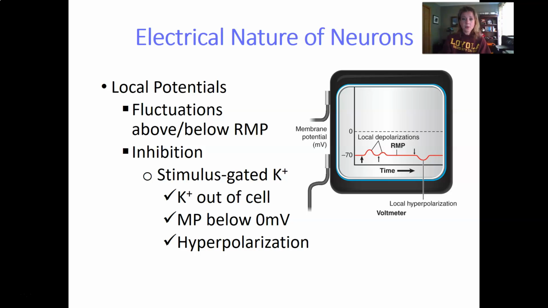All right, so remember that local potentials are simply fluctuations above and below resting membrane potential, and we just talked about depolarization, but not all local potentials cause depolarization. Some of them are inhibitory, which means that they're going to stop the propagation of action potentials from happening throughout the entire cell. If a stimulus is inhibitory, it's not going to stimulate sodium channels to open. No, it's going to stimulate potassium channels to open.